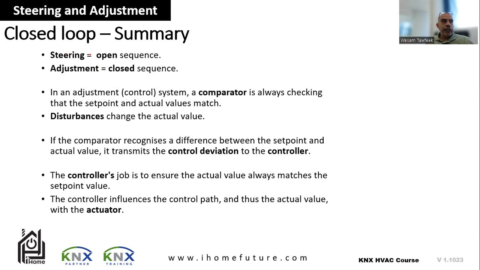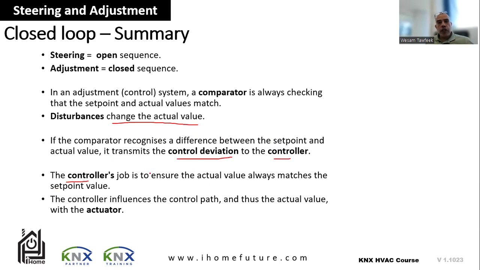Closed loop and a summary: steering is open sequence, okay, with no adjustment, versus closed sequence. In an adjustment control system, a comparator is always checking that the set point and actual values match. Disturbances change the actual value. If the comparator recognizes the difference between the set point and the actual value, it transmits the control deviation to the controller. The controller's job is to ensure the actual value always matches the set point value.